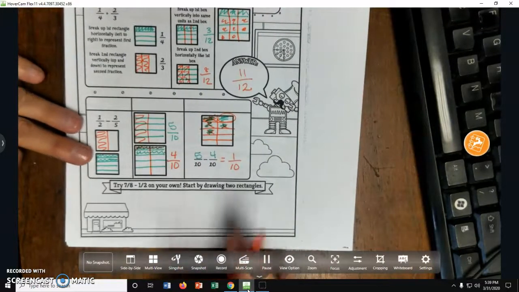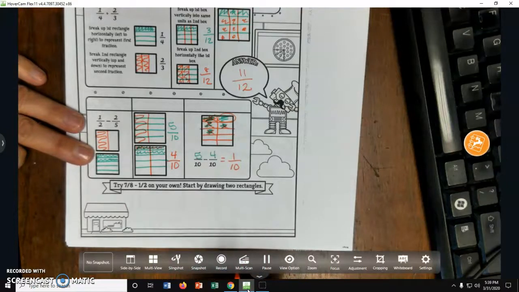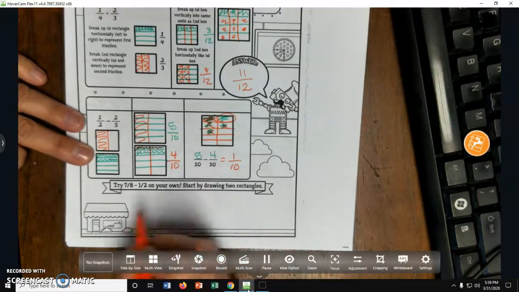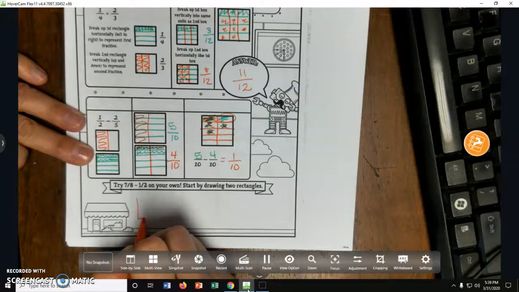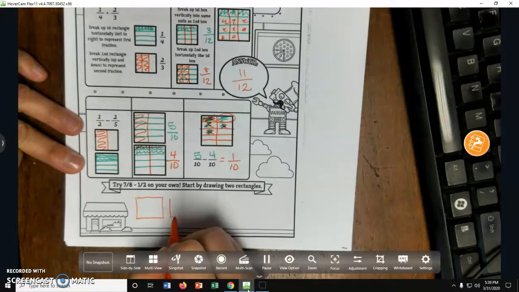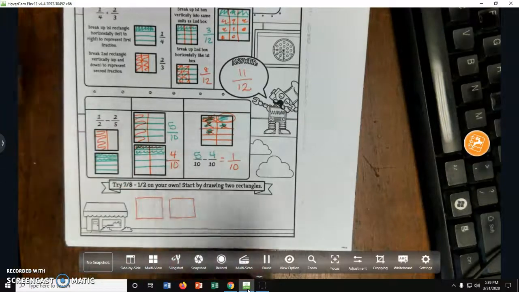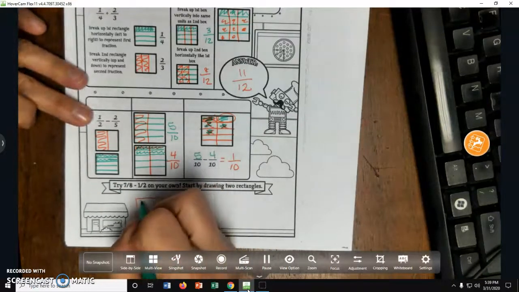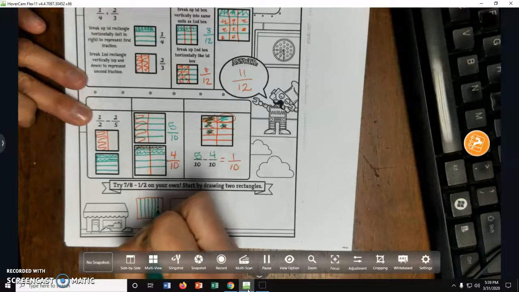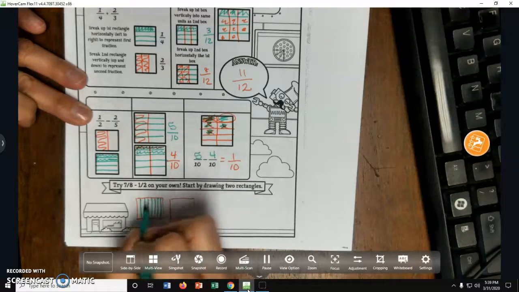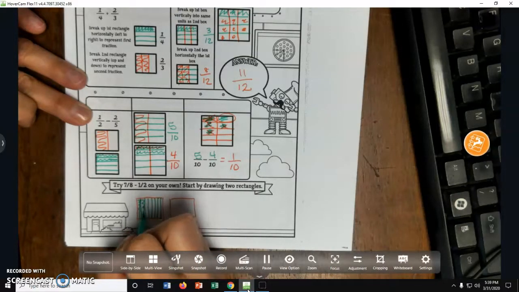This should be getting pretty easy by now. We're going to try 7/8 minus 1/2 on our own. Start by drawing 2 rectangles, they say. I'm going to start with 7/8. 7/8. 3, 4, 5, 6, 7, 8. Shading in 7 of those.